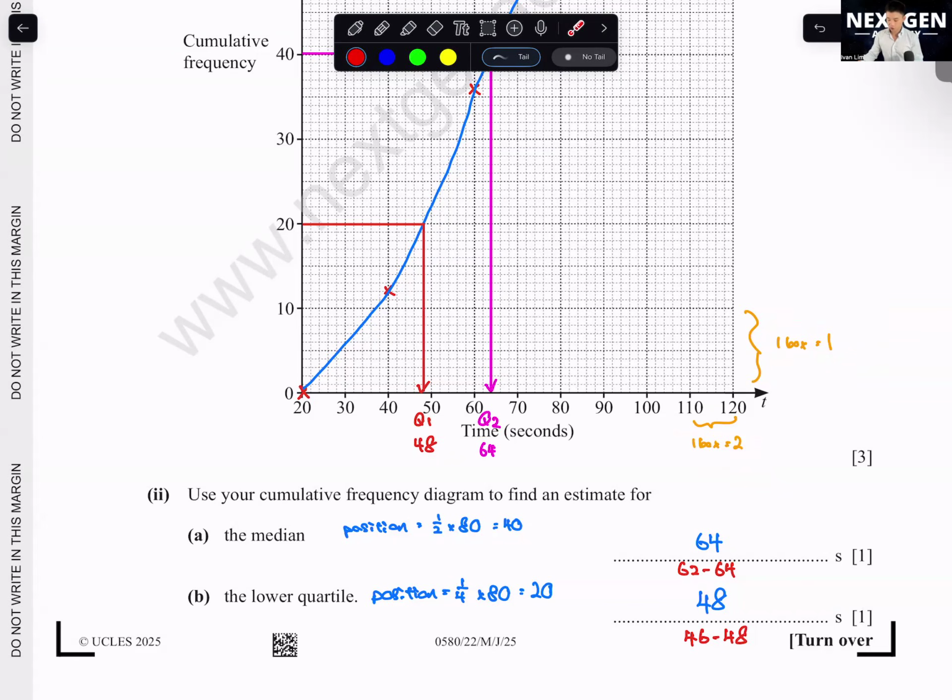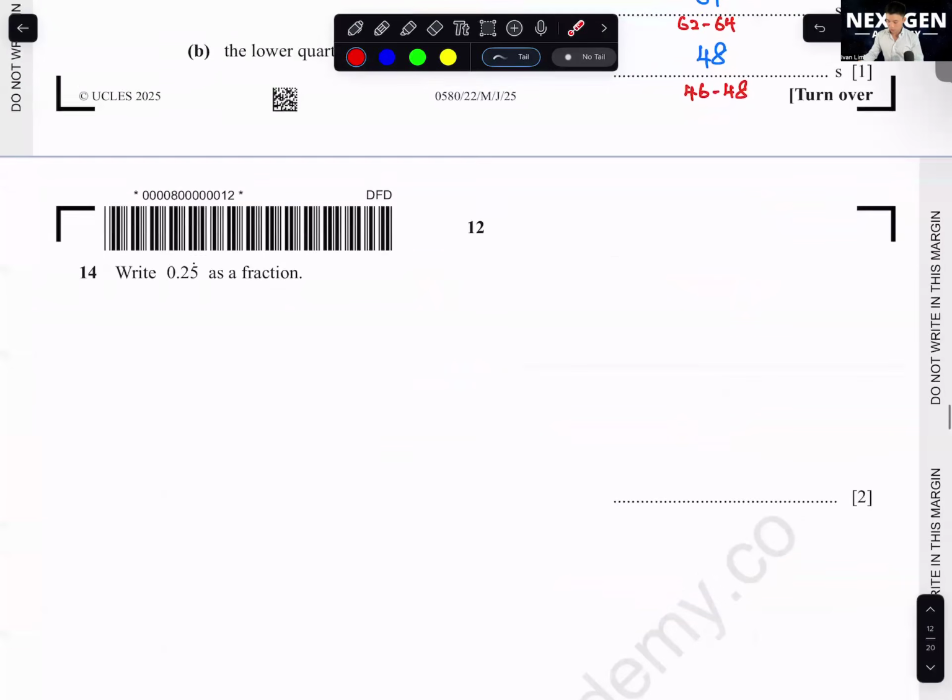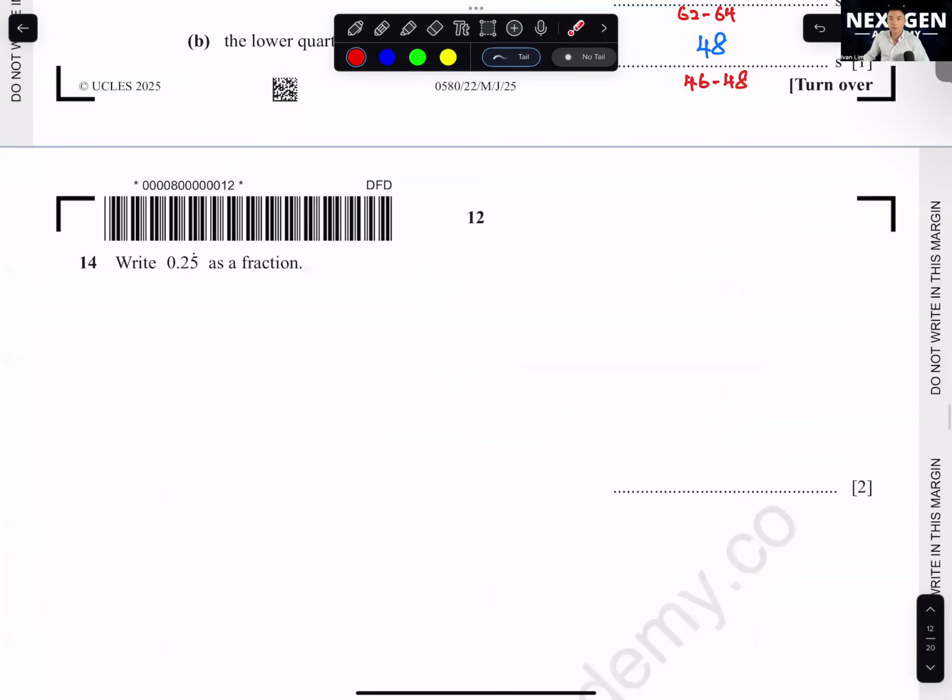Okay, let's go to question number 14. One of the other questions that I see often come out in paper 2 is this recurring decimal, then they ask you to change it to a fraction. They can mix it together with some other algebra equation also. So you all need to know how to convert it. What is the guideline here?